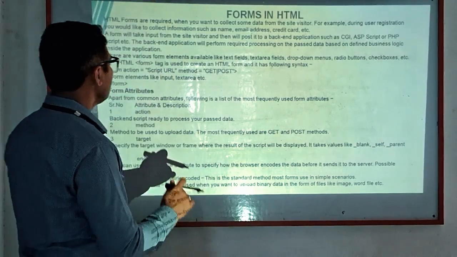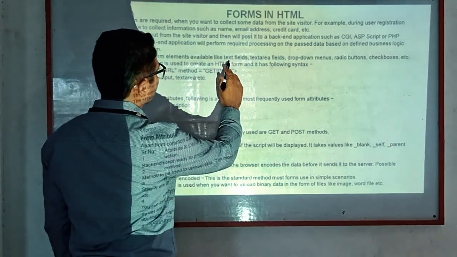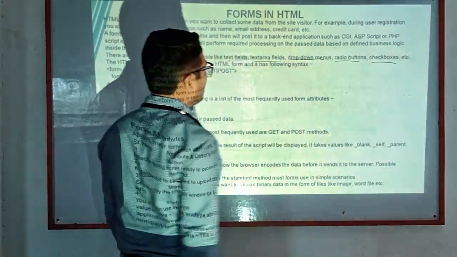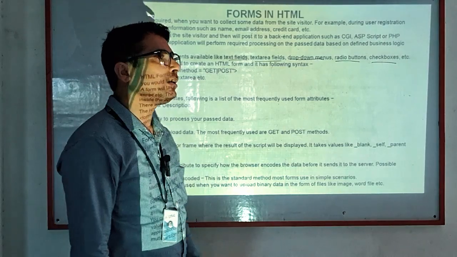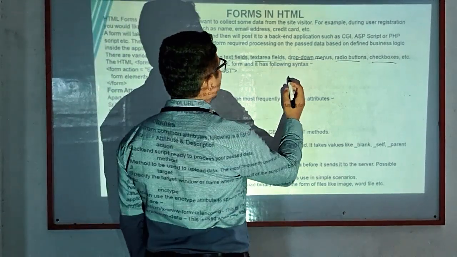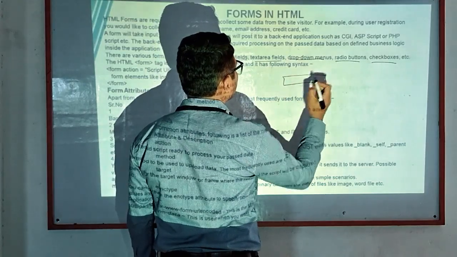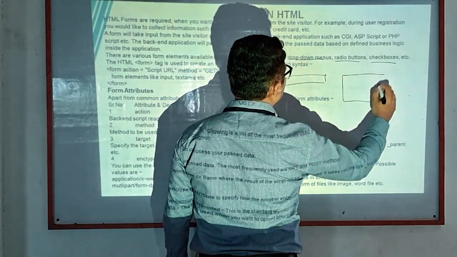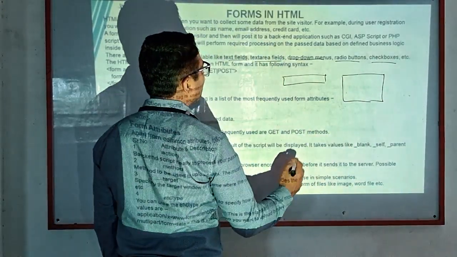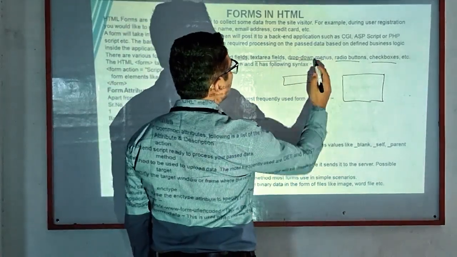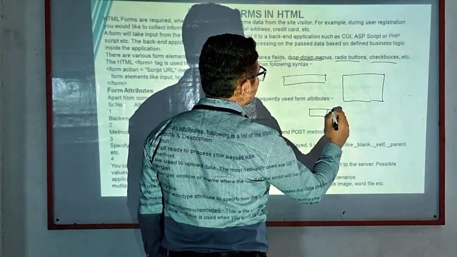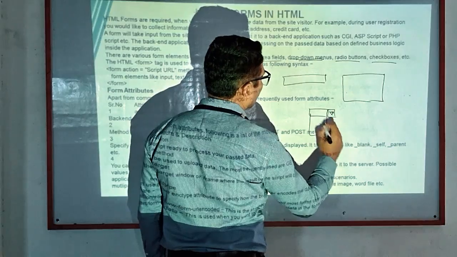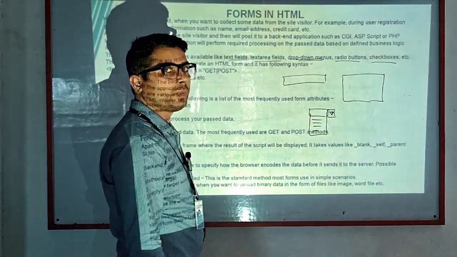There are various form elements like text fields, text area fields, drop down menus, radio buttons and checkboxes. All these can be used inside forms. What are text fields? Text fields are a single line of text that can be inserted. A text area field is a bigger text box that can take multiple lines of information. What are drop down menus? There is a menu, and when you click at this arrow, there is a list of options available inside the menu.